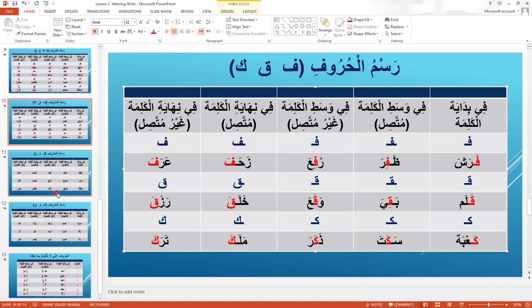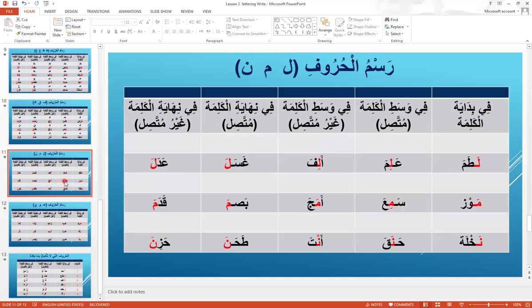Then the next set of alphabets are lam, mim, nun. So all these three alphabets also get connected to alphabets that come after them on the left. So lam fi bidayatil kalima. So lam fi bidayatil kalima is going to be written with a connection like this.